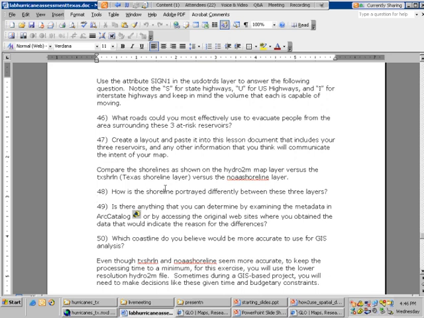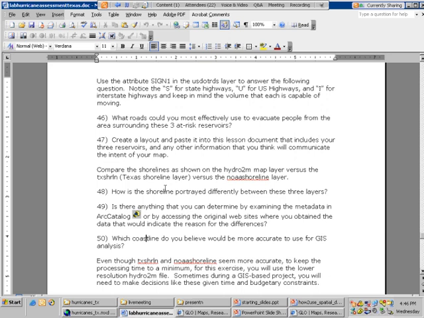So I have the students look at how is the shoreline portrayed differently between these layers. And is there anything that you can determine by examining the metadata in our catalog, or by accessing the original websites for these agencies where you obtained the data, that would indicate the reason for the differences? And the agency will say, oh, we collected the data at 1 to 2 million scale, or we collected the data at 1 to 24,000 scale, etc. So I want them to see that not all shorelines are created equal.